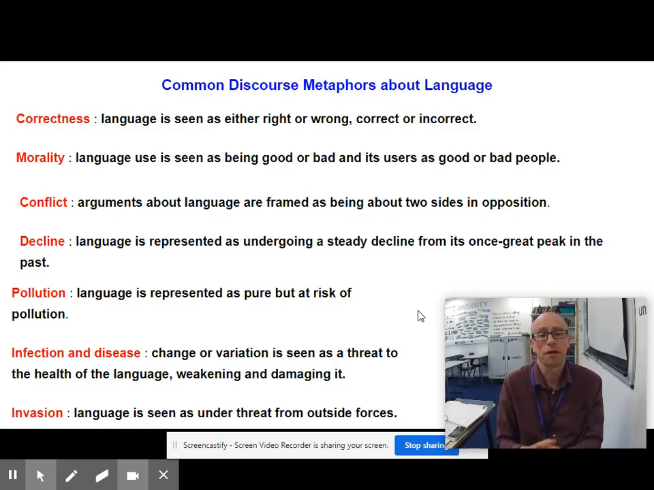We have pollution, where language is represented as pure, but perhaps at risk of pollution. We have infection and disease, where change or variation is seen as a sort of threat to the health of the language, and it's weakening it and damaging it. And quite often invasion is also used as a discourse. So language is seen as under threat from outside forces. Okay, so quite often when you're analysing question 3 texts, you're going to see these sorts of metaphors and discourses running through.